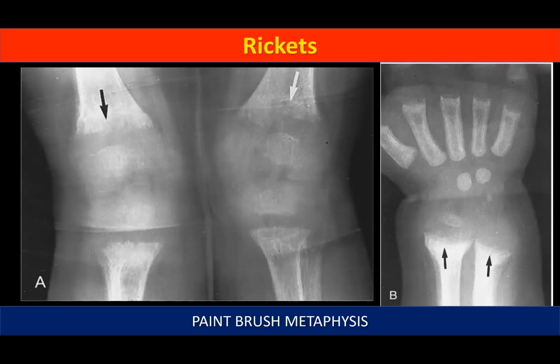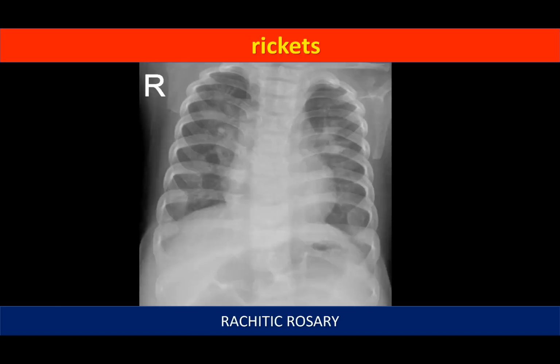So this is the first image, which is showing that the metaphysis is widened, and we can see some irregularities in the metaphysis. Again, even in this image we can see some irregularities in the metaphysis. The bone is looking very osteopenic. Both the epiphyses are not clearly seen. There is splaying, fraying, and even cupping of the metaphysis, as seen in this image, what we classically call a paintbrush metaphysis.